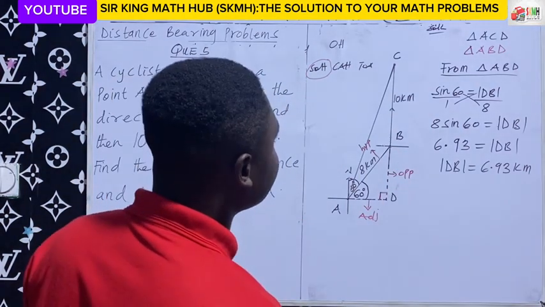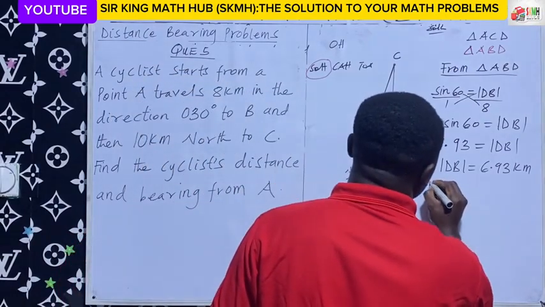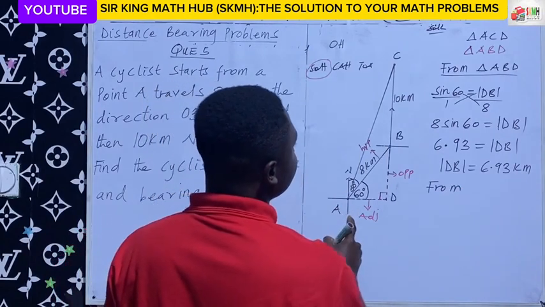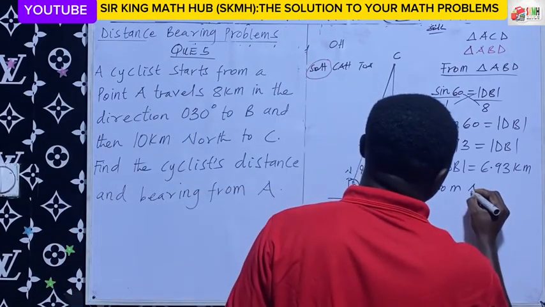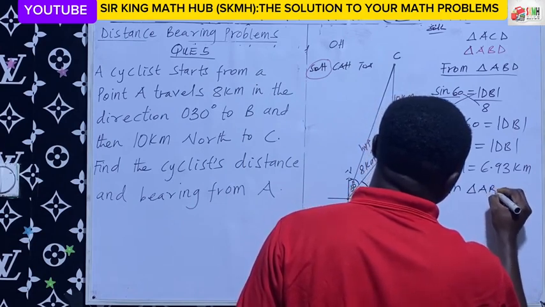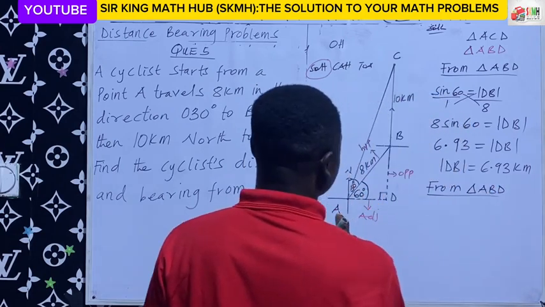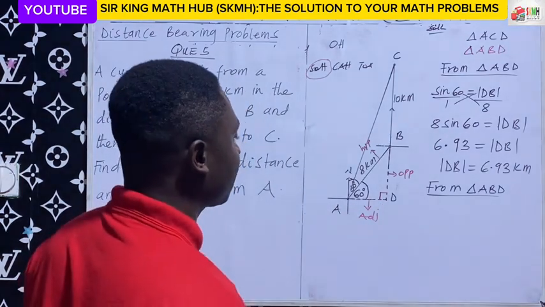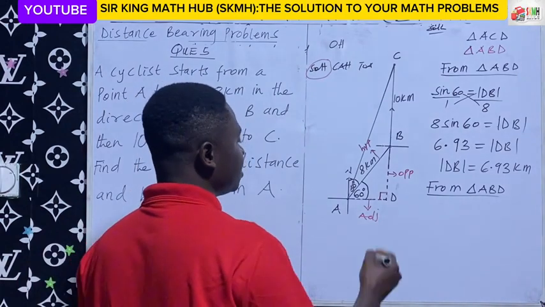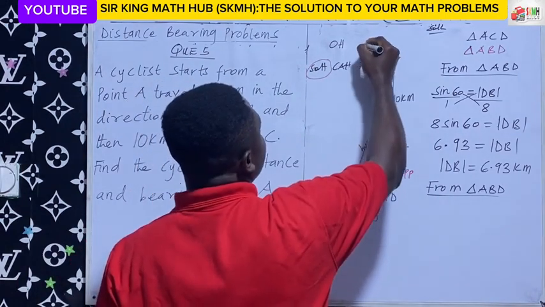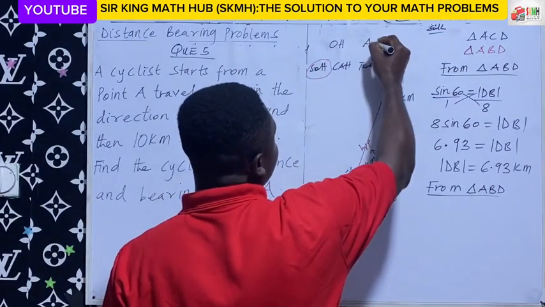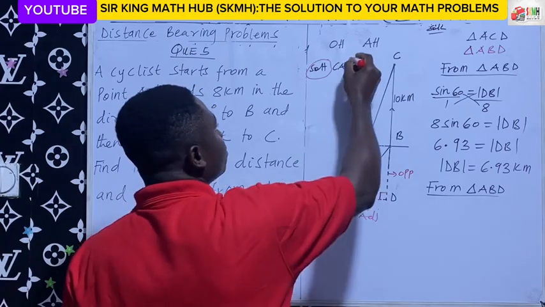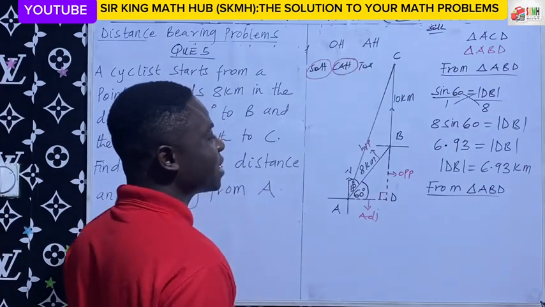Again, from the smaller right angle triangle, triangle ABD, this time we want to calculate the length of the adjacent. To calculate the length of the adjacent, we consider our adjacent, and we also know the length of the hypotenuse. So from SOHCAHTOA, which of them has adjacent and hypotenuse? CAH. What does CAH say?